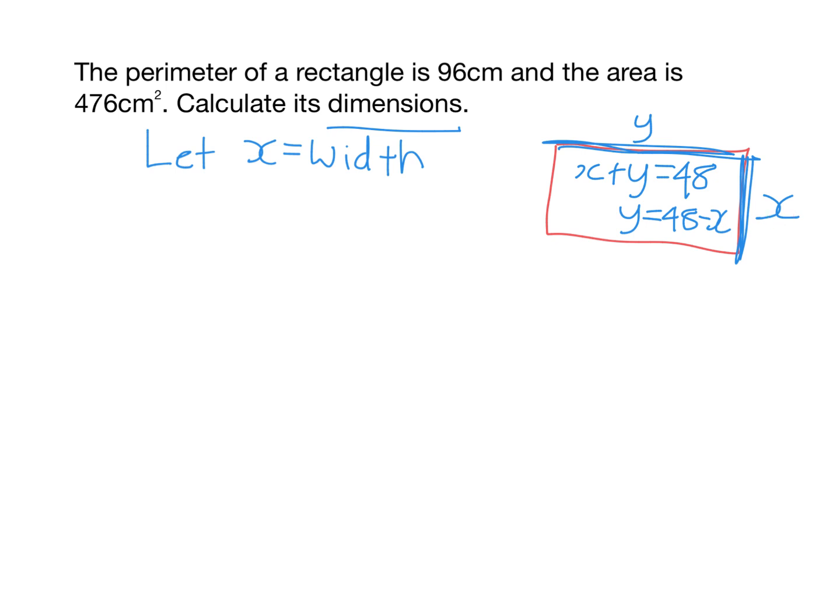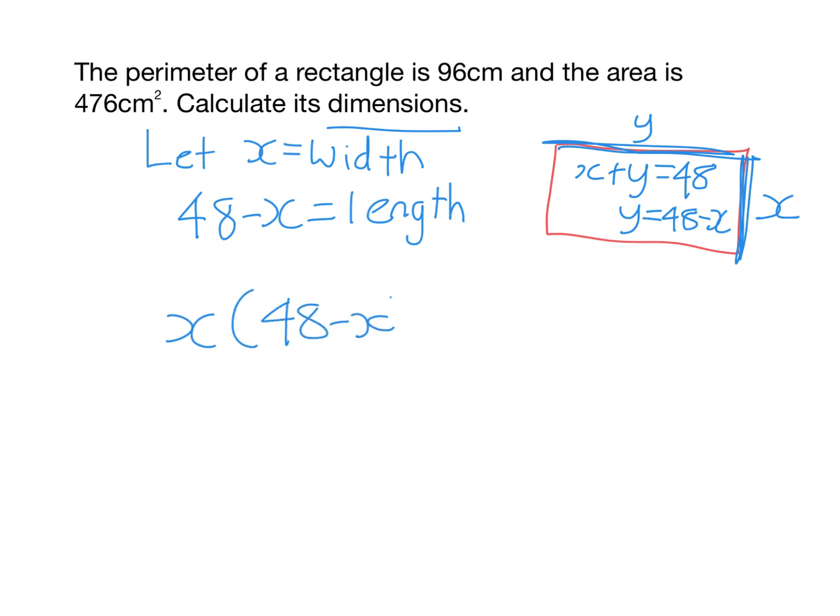So if there are two things you need to find, you need to write the second thing in terms of the first thing. You need to define here length and width both using an x. So if the width is x, 48 minus x equals the length. So we're told that the area, so width multiplied by length, is equal to 476. All right, expanding the brackets gives us 48x minus x squared equals 476.